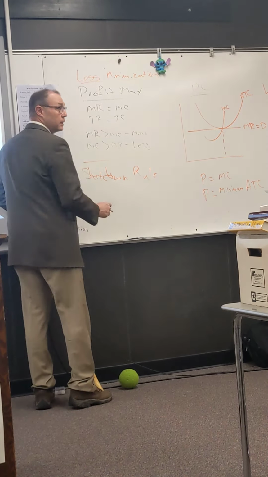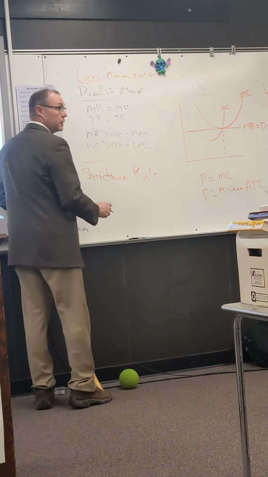Okay, so when you look at that graph, what that is showing you is that you're covering, all right, this is what? The loss minimization rule. This is where you're going to minimize your losses. You're going to produce 6 items because MR is equal to MC.